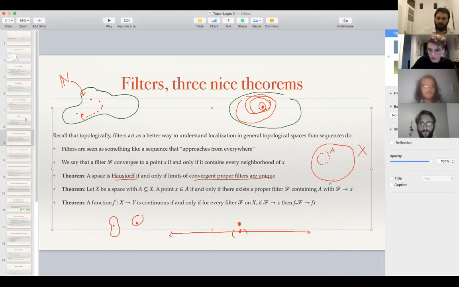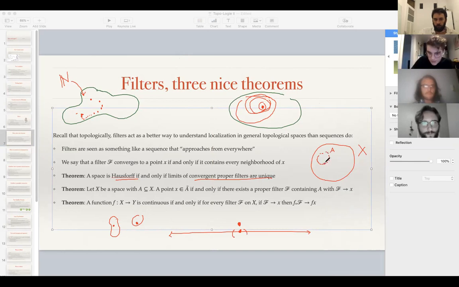A point X here. This is going to be X in this closure. So it's around the border. The closure can also be inside. To be in the closure, if and only if there exists a proper filter F containing A, so a filter that contains all of A that converges to X. So the filter is going to be like this, and eventually it's going to contain A.